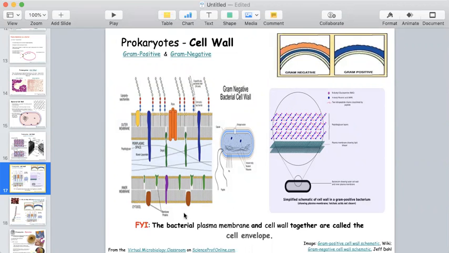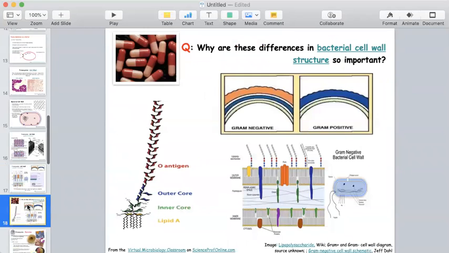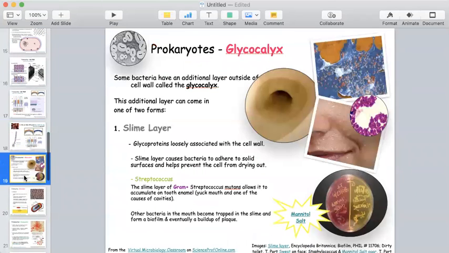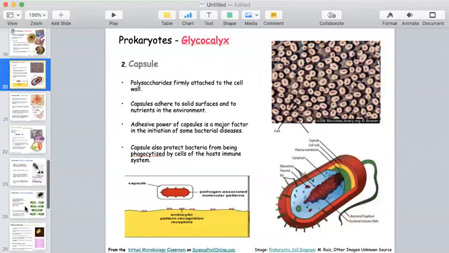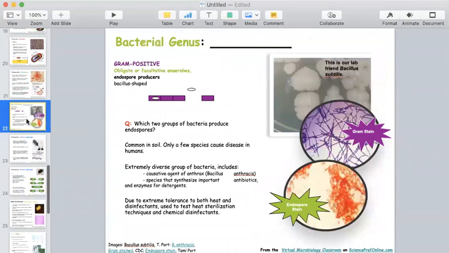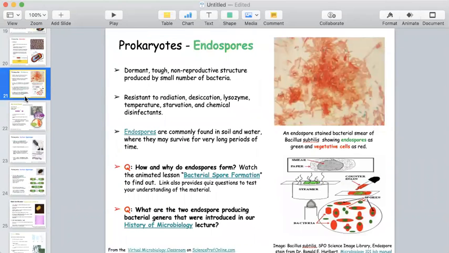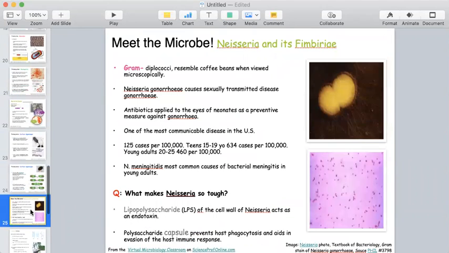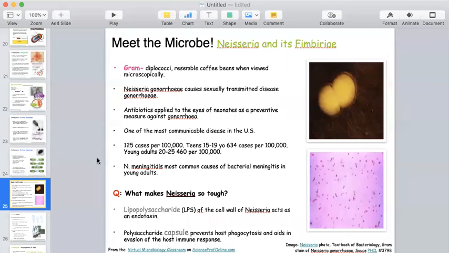And we collectively refer to the barrier that's created with that plasma membrane and the cell wall as the cell envelope. So that cell envelope is very integral in protecting that bacterial cell. I think that's all I wanted you to know for prokaryotes. You'll get a lot more of this next semester with us in microbiology.